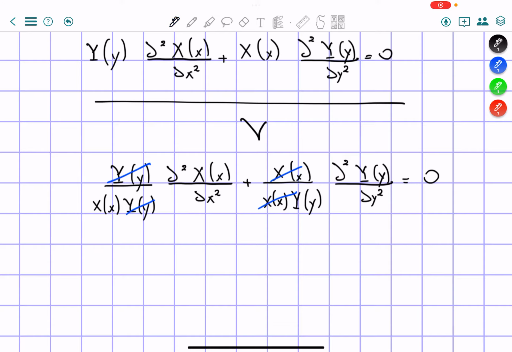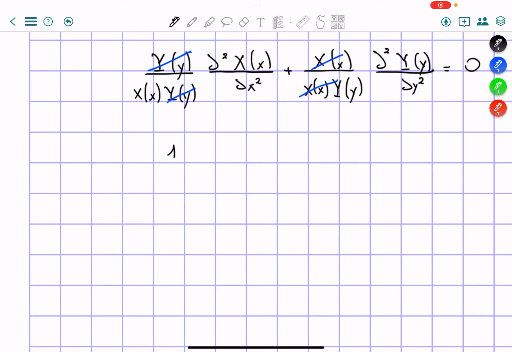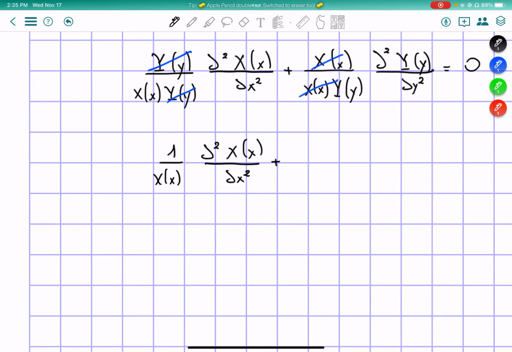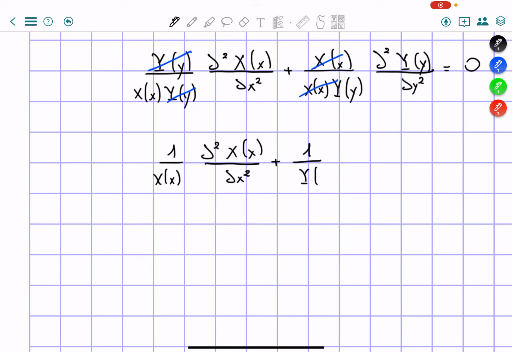this capital X. So what we're left with is 1 over capital X in terms of x, then d squared capital X over dx squared plus, I'm calling d the partial derivative, just easier to say, 1 over capital Y d squared capital Y over dy squared is equal to 0.